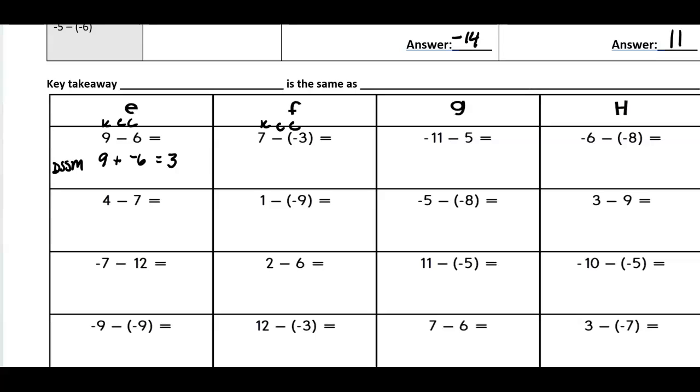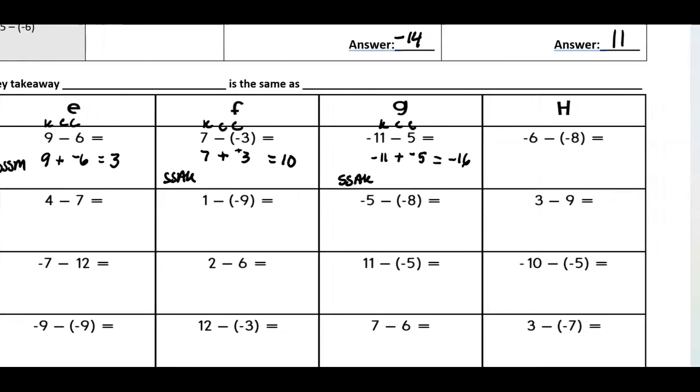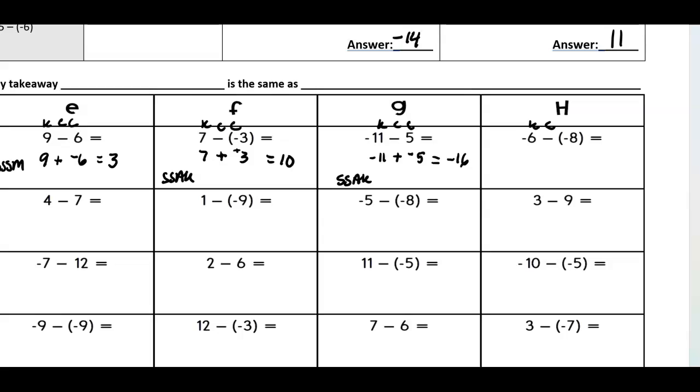Keep, change, change. 7 plus positive 3, right? 7 plus positive 3, that's just 10. That was SSAK. They were both positive. I add them up and I keep the sign. Keep, change, change. Negative 11 plus negative 5. That's an SSAK again. They're both negative, same signs. I add them and keep the sign. Negative 16.